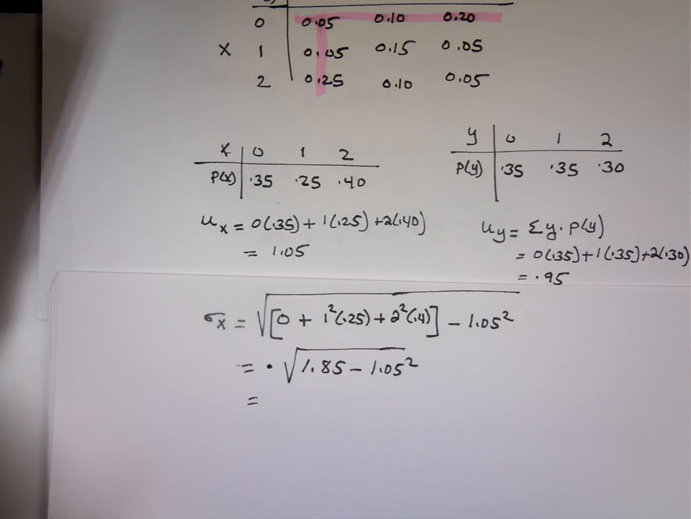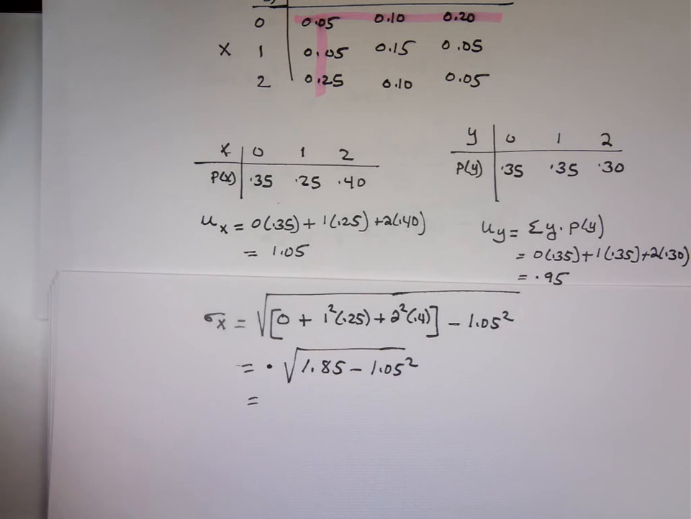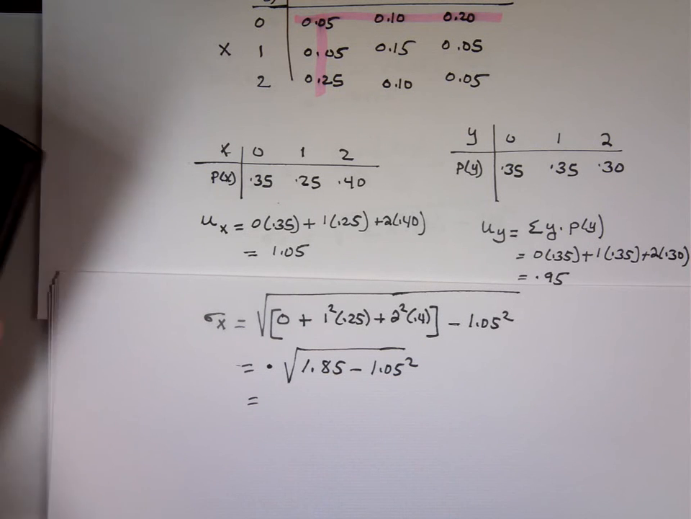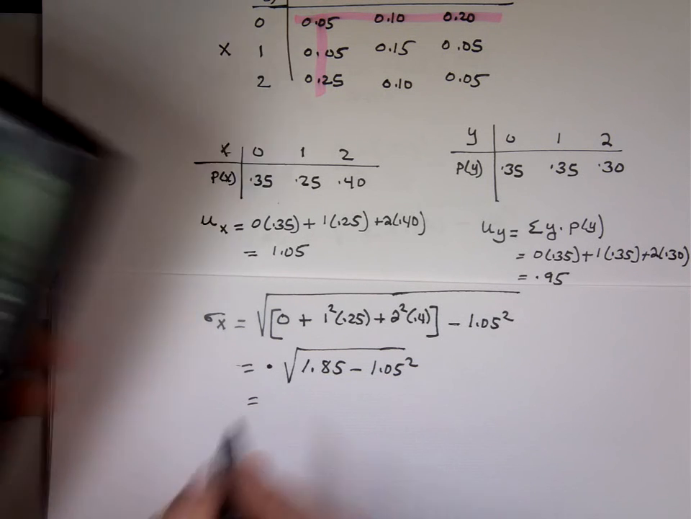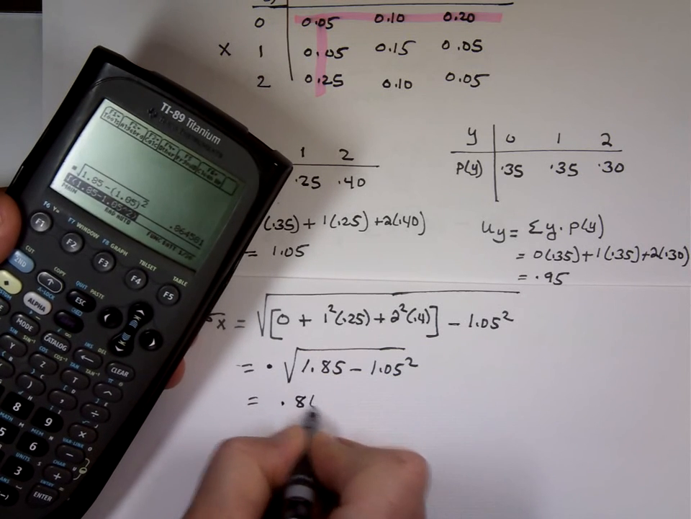Be nice to me now today. Oh, God. Where's the calculator? Okay. The square root of 1.85 minus 1.05 squared. I get sigma x to be 0.8645.